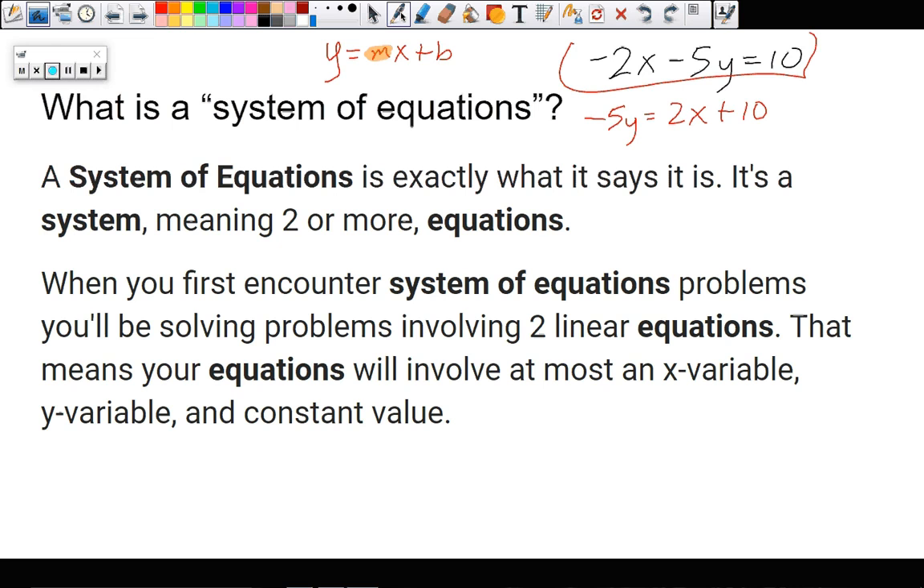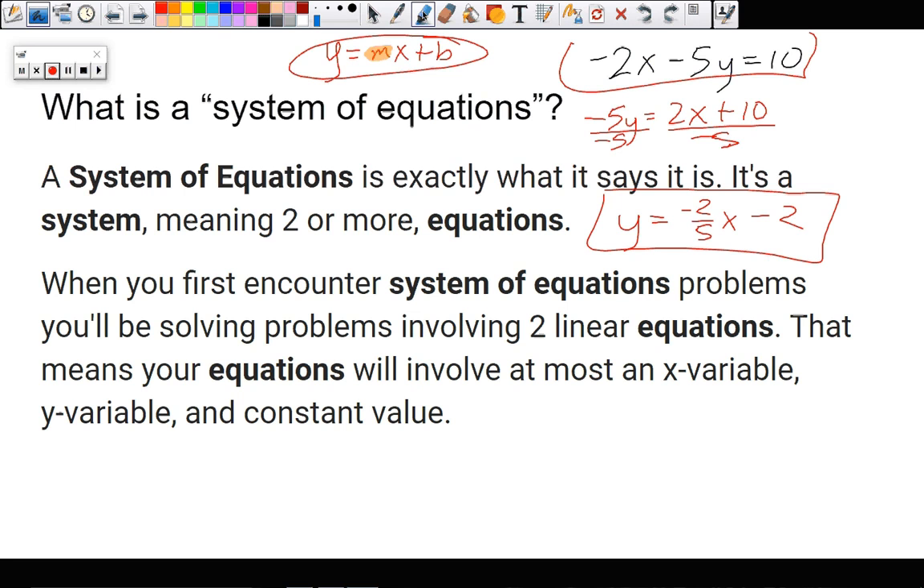Divide by -5. So dividing by -5, I want you to write it as close to this form as you can. So this would be y is equal to -2/5 x, what? Minus 2. Perfect. Because +10 divided by -5 is -2. Now, the slope you can see is -2/5.